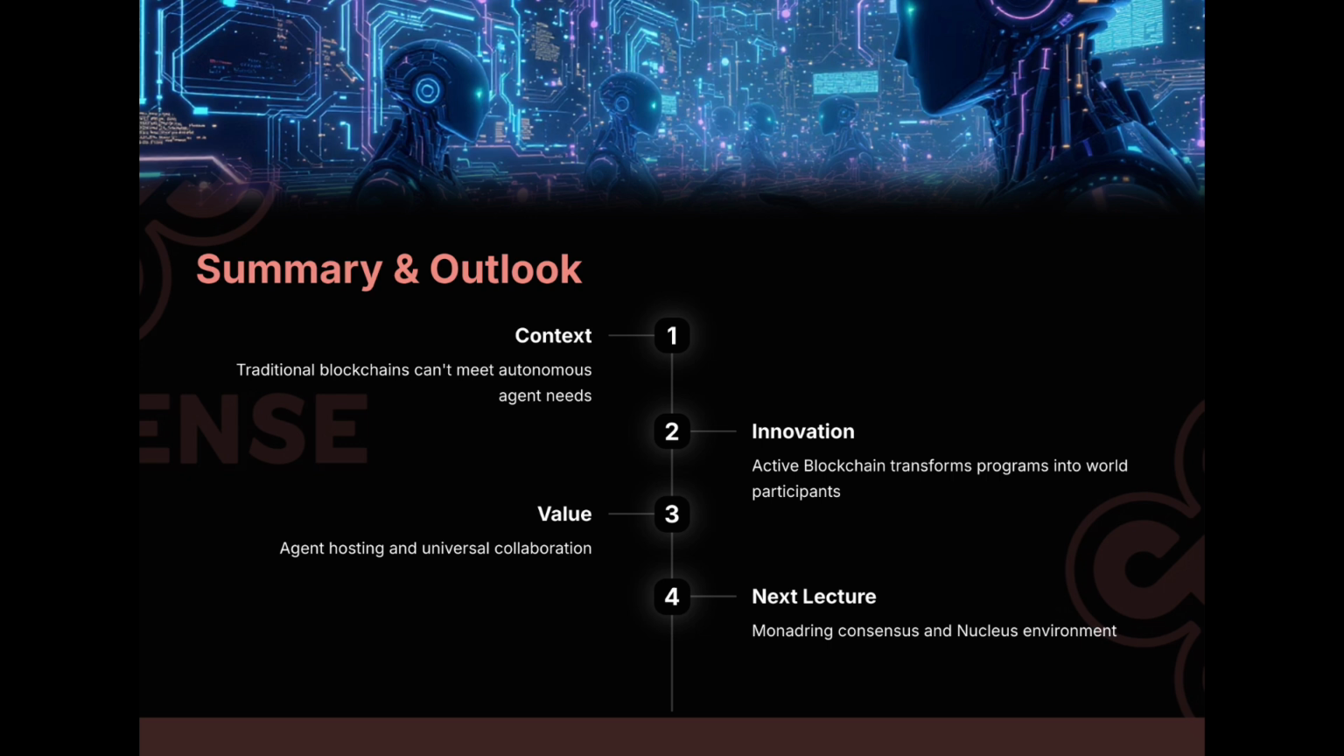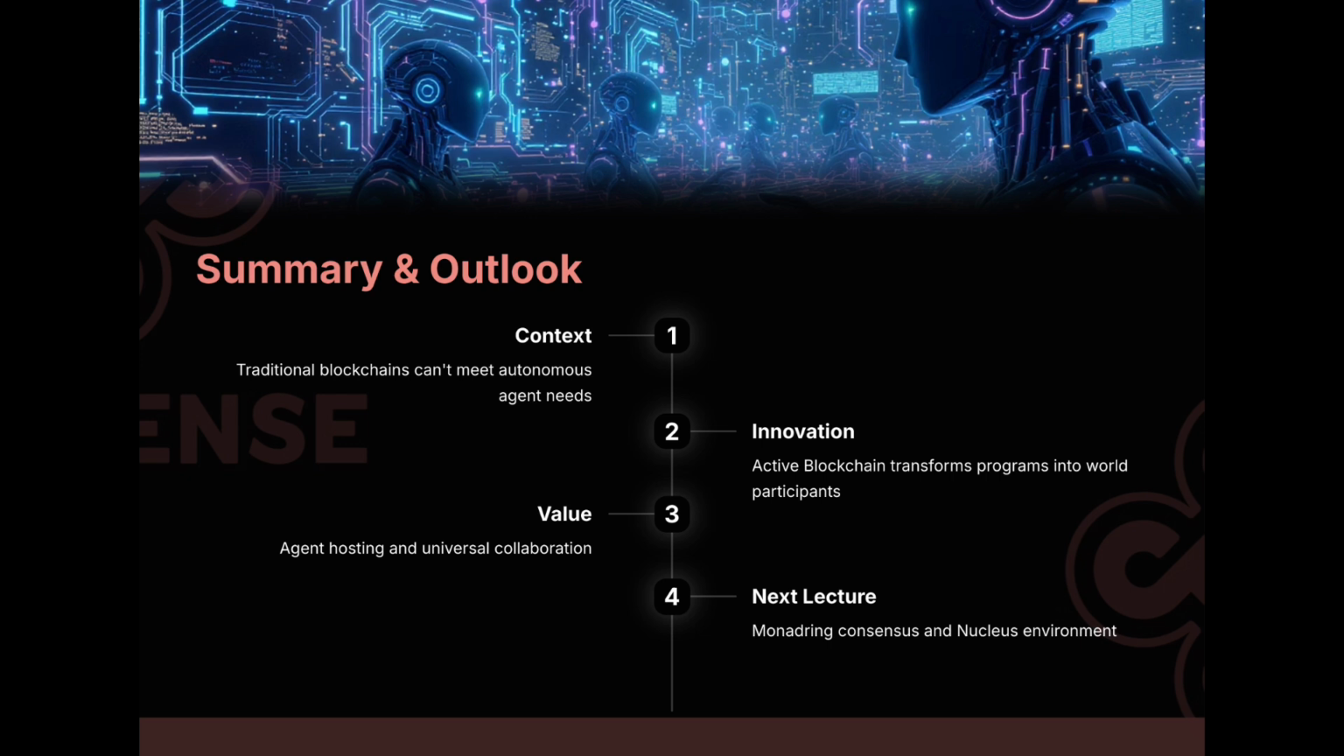In this lesson, we have explored the emergence of the Verisense network, its core innovations, and its significant value. Let's recap the key points we covered today. We first identified that with the development of decentralized artificial intelligence, dAGI, and multi-agent systems, MAS, the limitations of traditional passive blockchains have become evident. These blockchains fall short in meeting the essential needs of future autonomous agents, which require proactive interaction, data acquisition, and task scheduling.